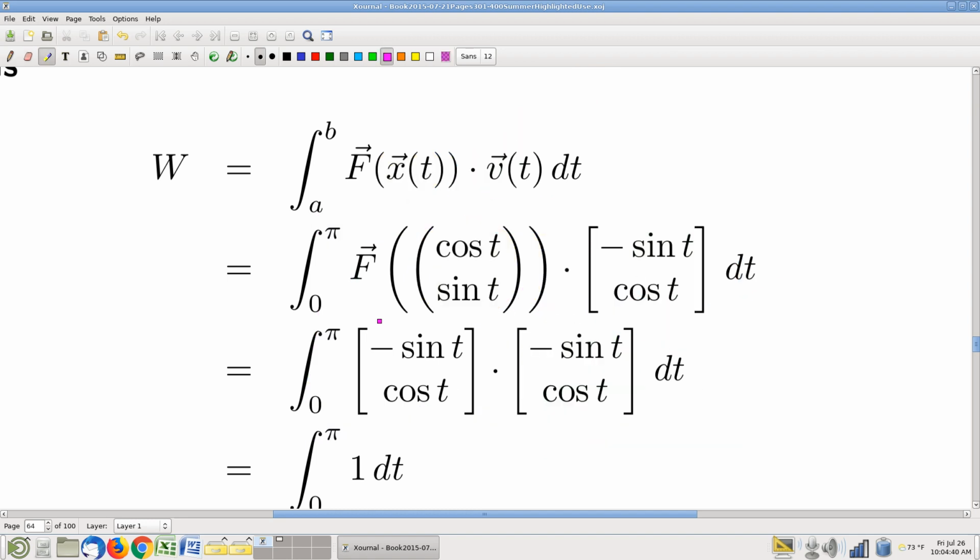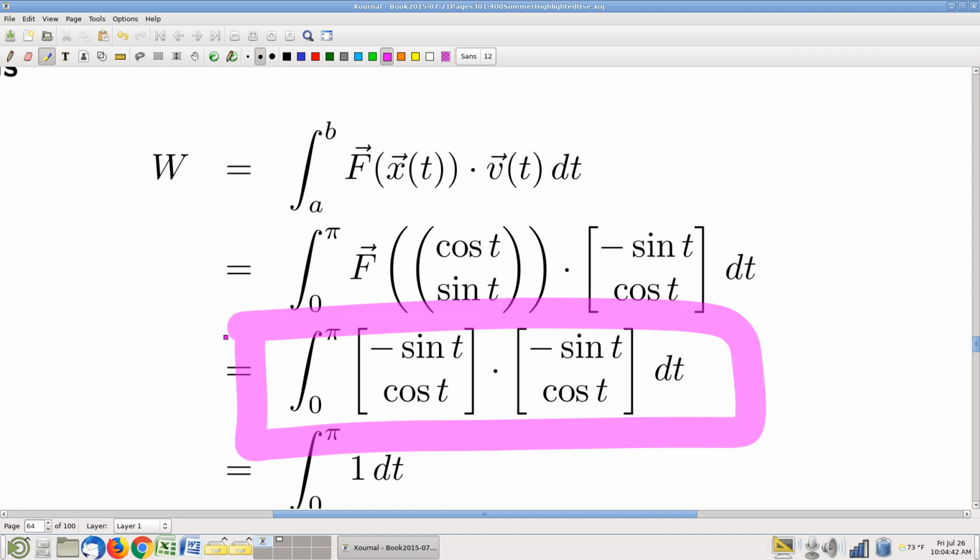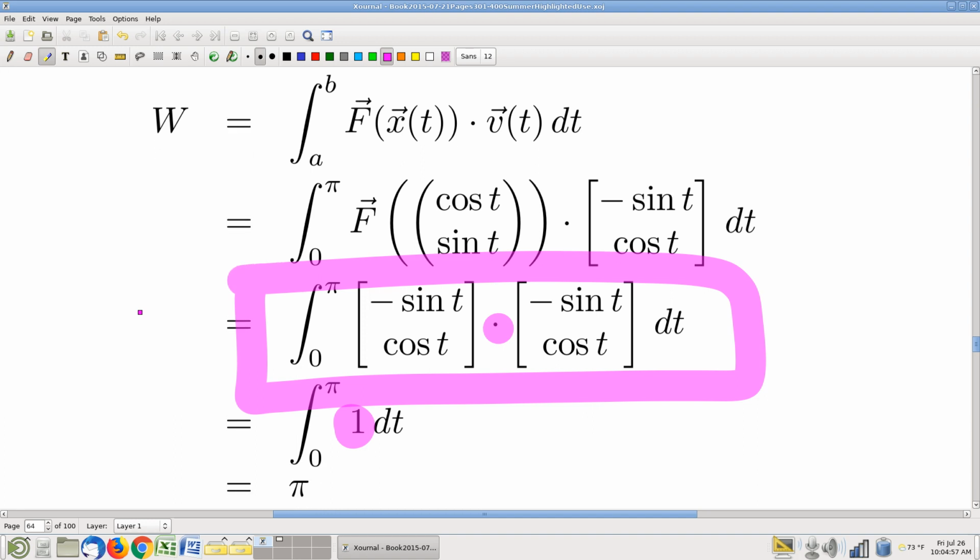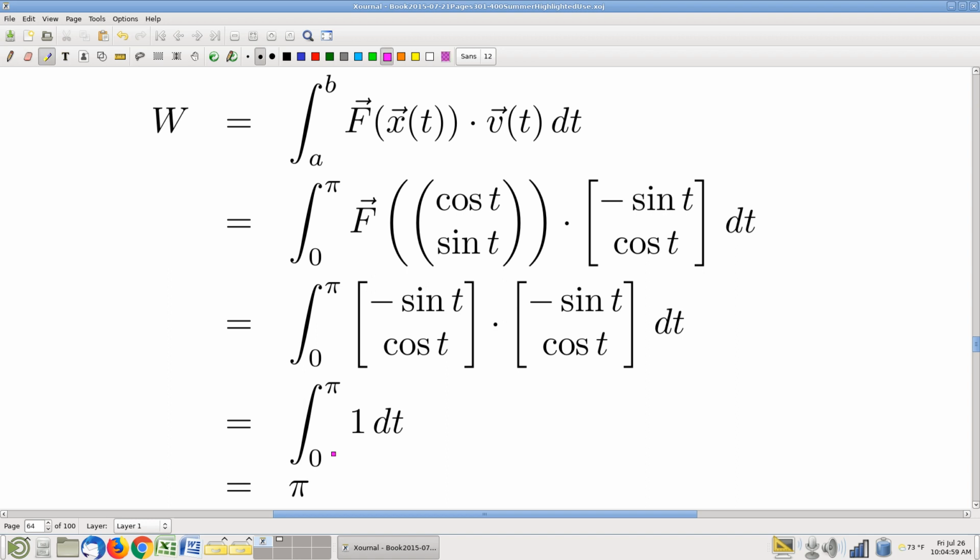And once you get to this point, you notice that everything's in terms of t. Do the dot product, lucky break, the dot product turns out to be 1. This is a first example. I made it work out nice. It won't always work out that nice, obviously. But anyway, in this case, works out great. Notice, no square roots. Big win. Okay.